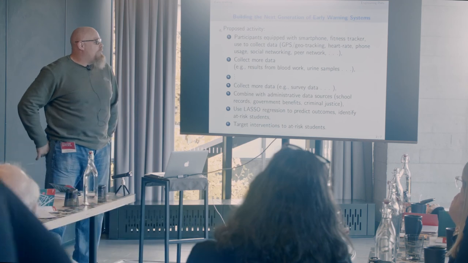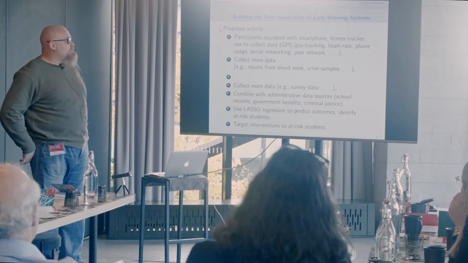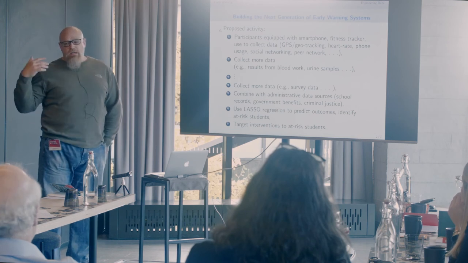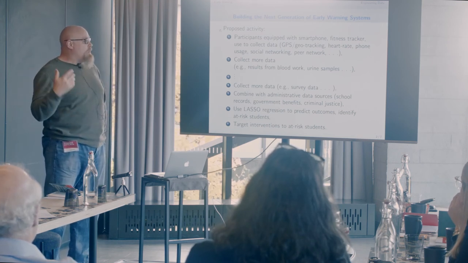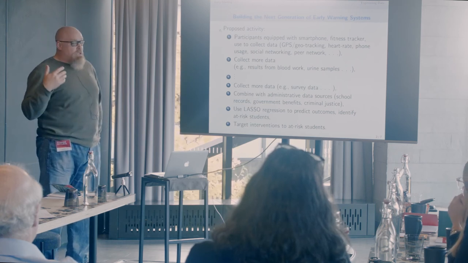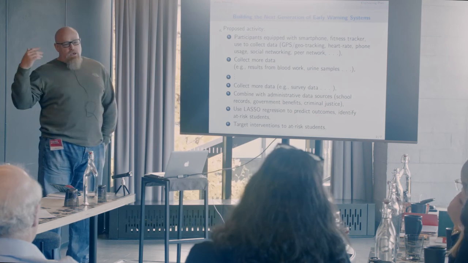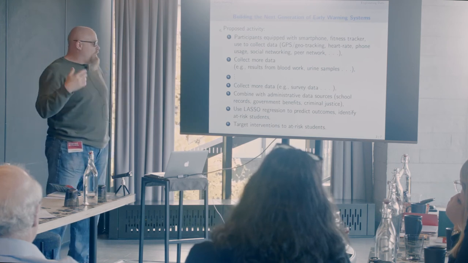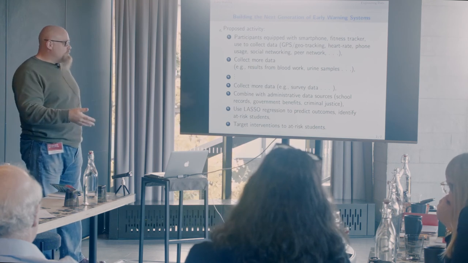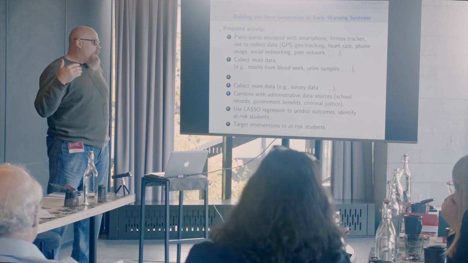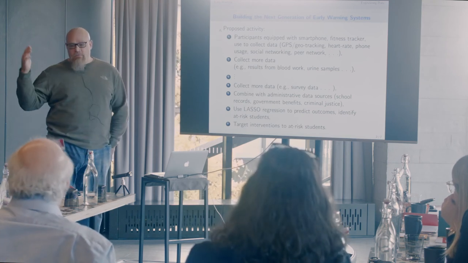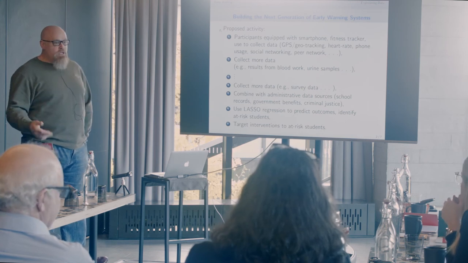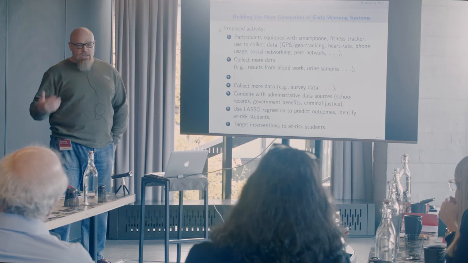Let me talk briefly about the two talks we just had. The first talk, the early warning system. The proposed activity is participants equipped with a smartphone and fitness tracker, collecting an extreme wealth of data on their movements, heart rate, phone usage, and peer network, maybe even blood work and urine samples, plus survey data, and games on the phone used to infer how they're doing psychologically, combined with administrative data sources. It's an incredibly rich collection of data. Then you use an extreme version of big data, with many, many covariates, and use lasso regression to predict outcomes. Identify at-risk students, and then target interventions at students who are deemed at risk.